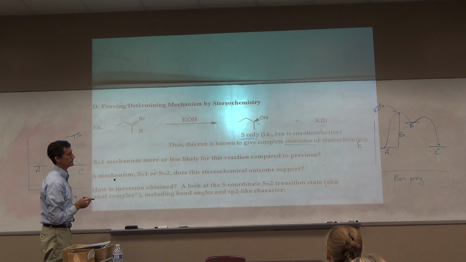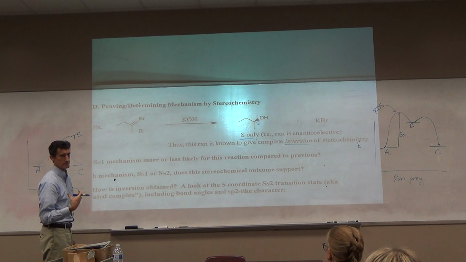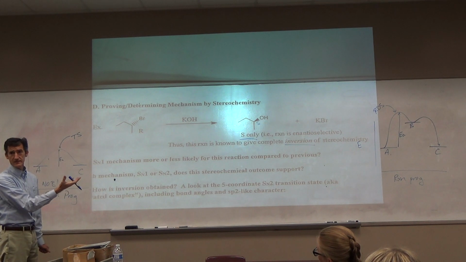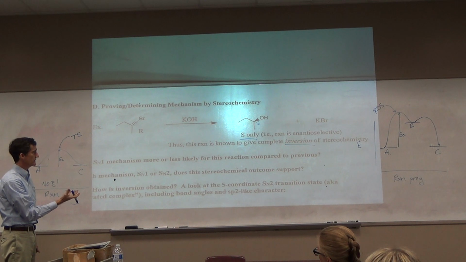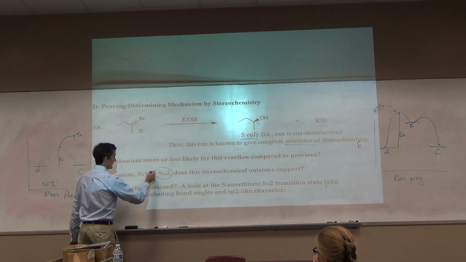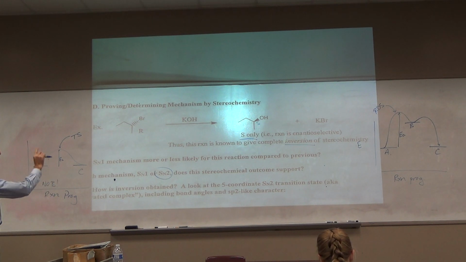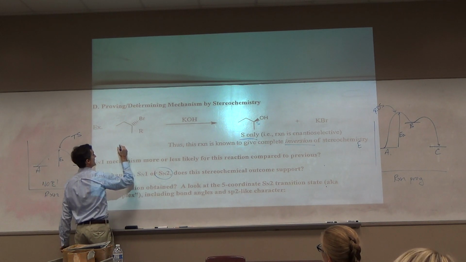How do you get inversion? What mechanistically, how do you get inversion? Backside attack. This screams backside attack. Since it's backside attack, what's the mechanism? SN2, concerted backside attack. If this was SN1, what stereochemistry would we expect? Racemic, because you can go to the front or the back.